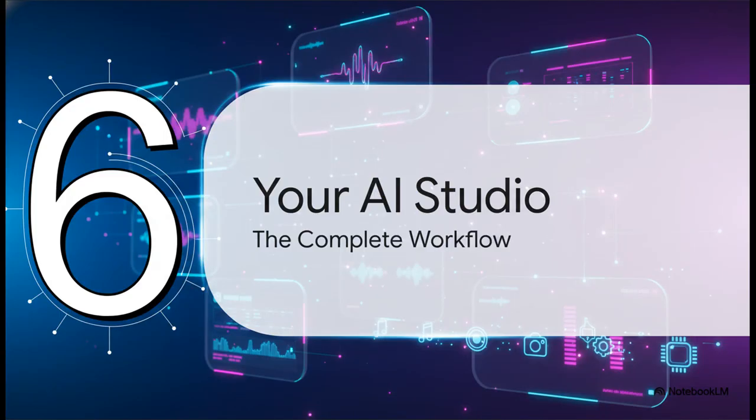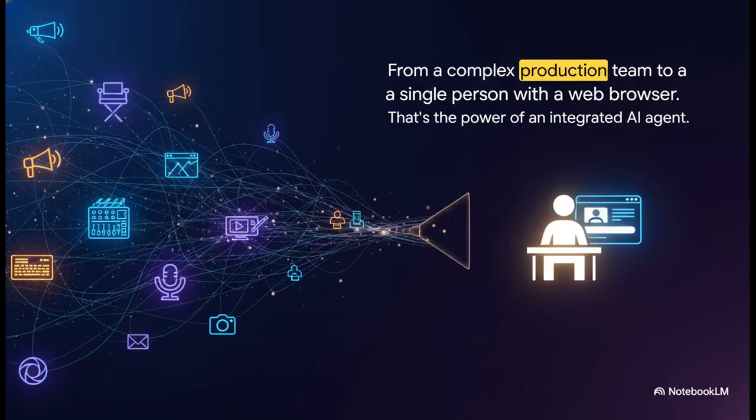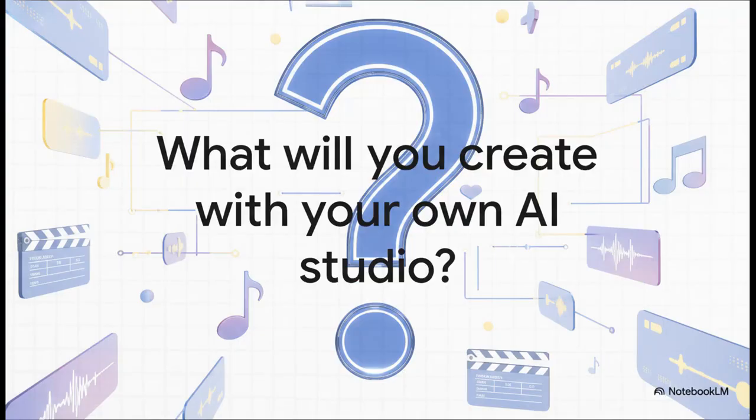So let's just take a step back and look at what this really means. We have just walked through a complete professional-grade production workflow from beginning to end. What once required an entire team of songwriters, directors, animators, and editors can now be done by a single person with a creative idea and a web browser. That is the real power of an integrated AI agent like SJIN. It's completely democratizing creation. This technology puts a full-blown production studio right at your fingertips. The tools are here and the workflow is clear.